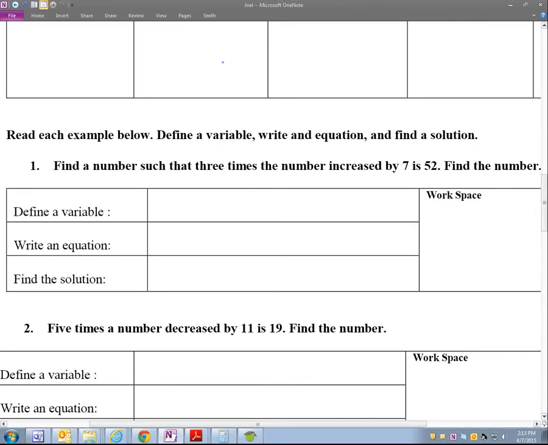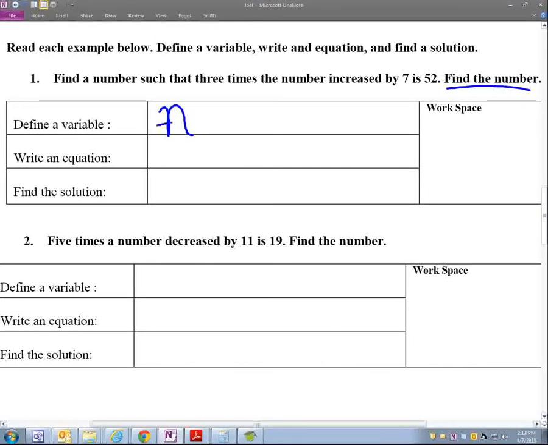So define the variable. We're talking about finding a number. So I'm going to name it lowercase n because it's a number that we're finding. So we're going to let n be the number. We're going to let n be the number. Now when we go through the equation, yes sir? You can use whatever you want. As I said at the beginning, just make sure that it is not a letter that looks like a number in whatever script you write.